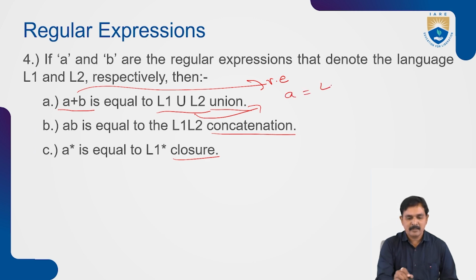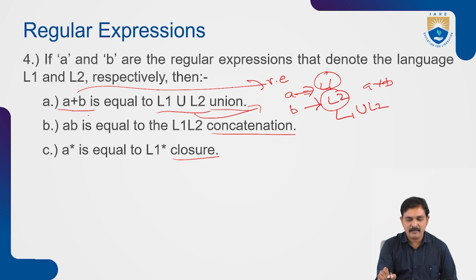From A, you are generating the language L1. From B, you are generating the language L2. So A plus B is nothing but combining the elements of L1 and L2. So the meaning is, I think, L1 union L2. Understand A plus B: A is one regular expression, B is another regular expression. The corresponding sets are L1 equal to A and L2 equal to B.